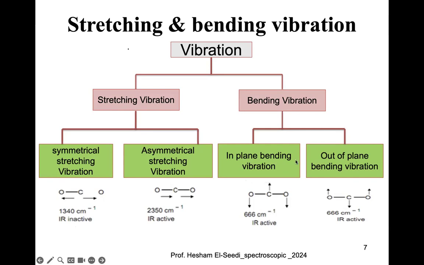While in plane bending, out of plane bending. In plane bending is like this example. You can see here the 2 atoms, while the carbon like that is active. And out of plane bending vibration is the opposite way. So this is the difference between stretching and bending of the same molecule. Bending is a lower value, stretching is a higher value of the same group, while asymmetric is a higher value than symmetrical. This is what you need to know in a very simple way.